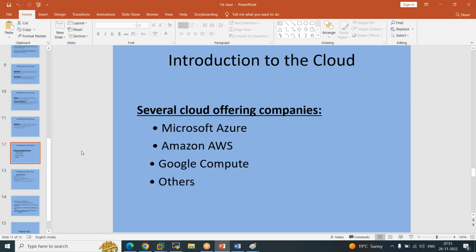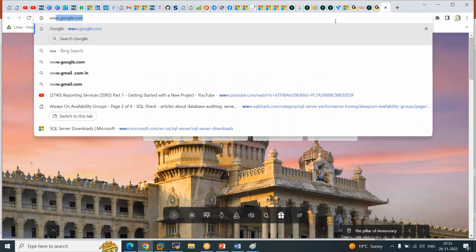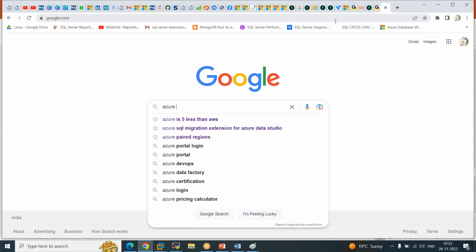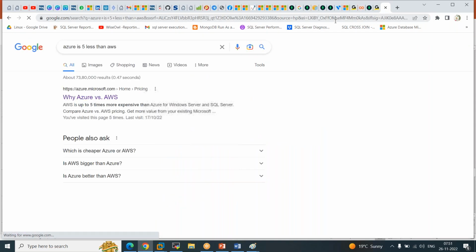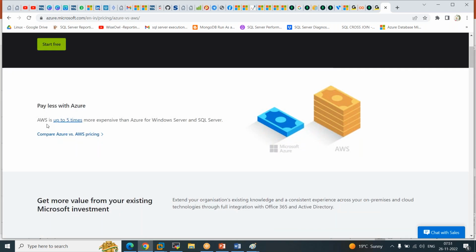Okay, so you are migrating to the cloud, but which one is again the question. If you are running Microsoft products, then ultimately Azure is the solution for you, because if it is SQL Server, you will save a lot of money with Azure versus AWS. Azure is 5 times less than AWS, and they are absolutely claiming this on their official website. Organizations all over the world rate Microsoft Azure over Amazon Web Services as most trusted. Here it is: AWS is up to 5 times more expensive than Azure.